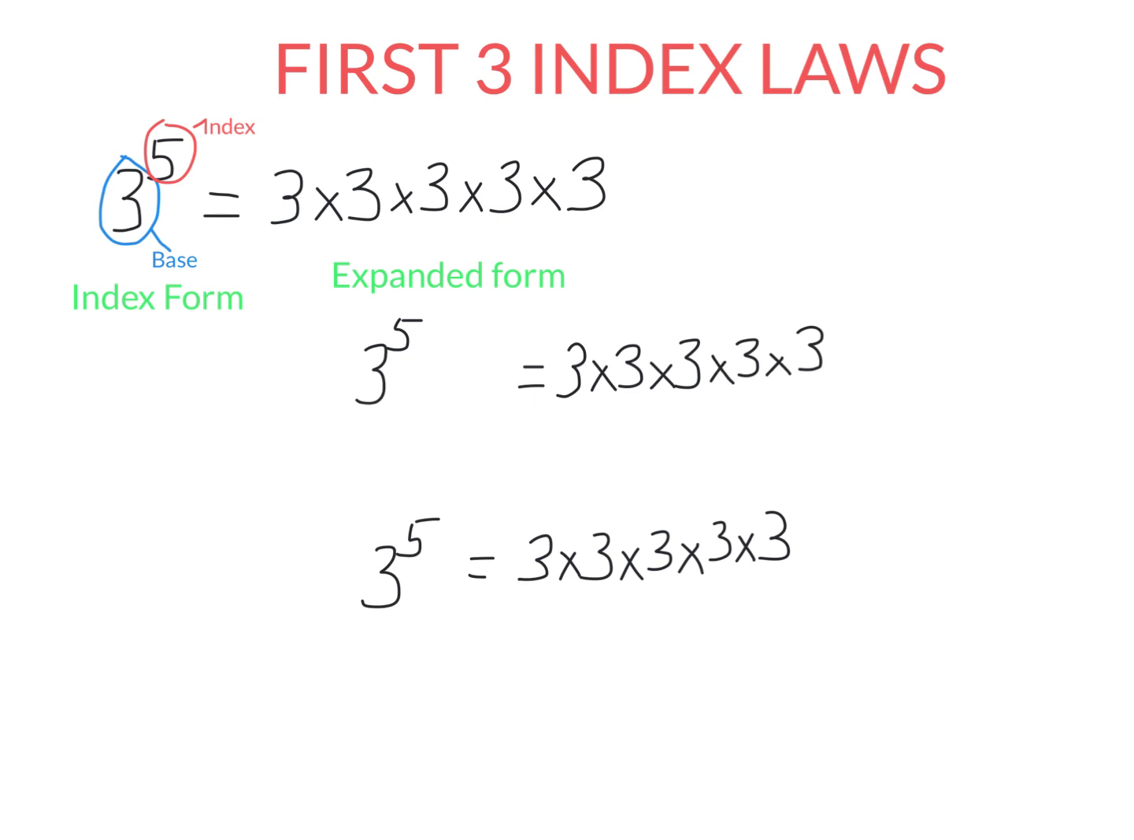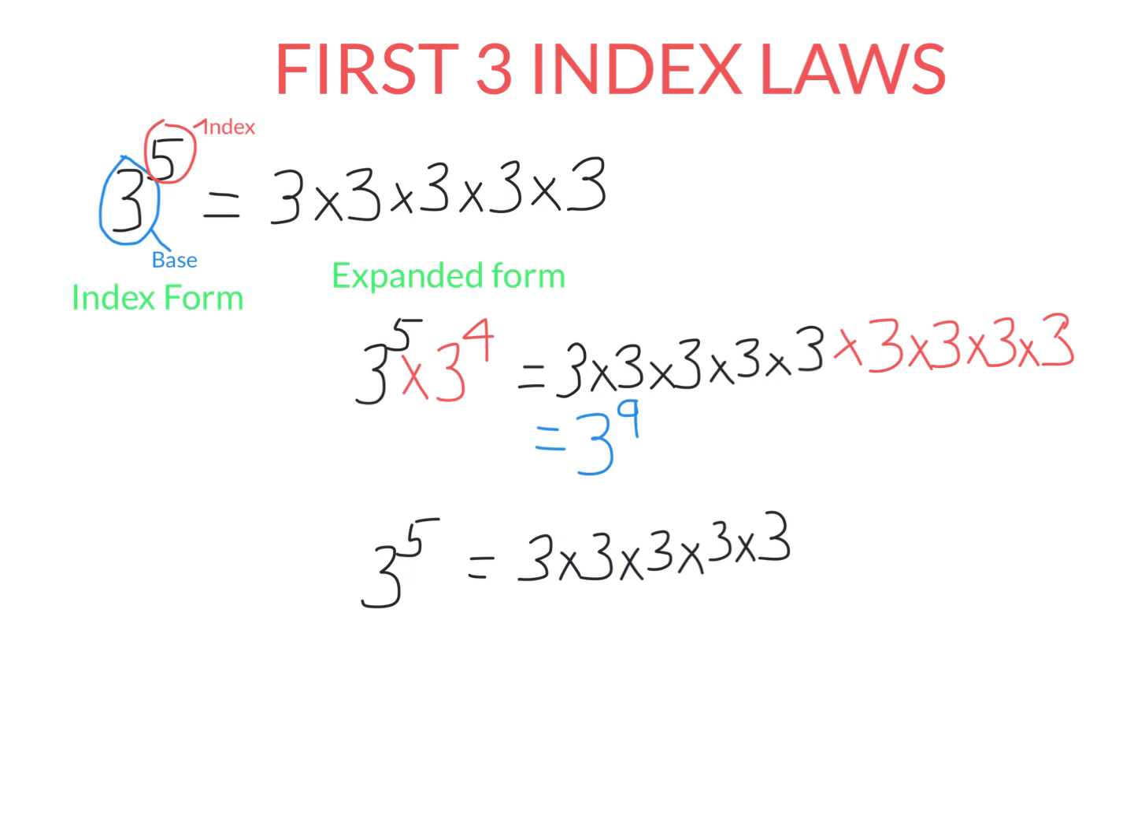So let's look now at what happens if I do something to this 3 to the power of 5. So what if I multiply this by 3 to the power of 4? So I've got 3 to the power of 5, and I'm going to multiply it by 3 to the power of 4. So what you can see now is that I have 9 3s. 3 is being multiplied by itself 9 times. So in index form, this would be 3 to the power of 9.